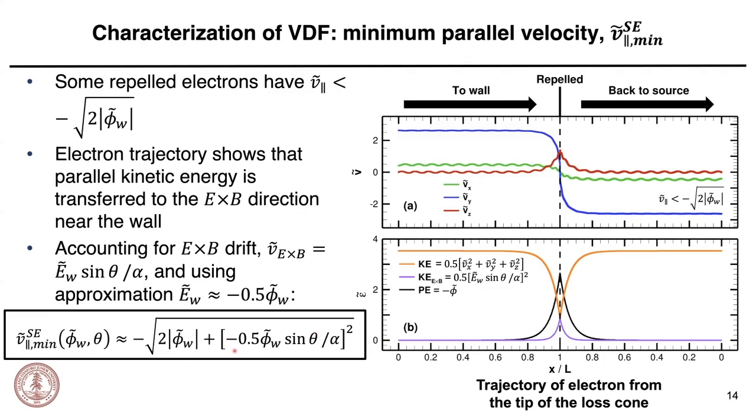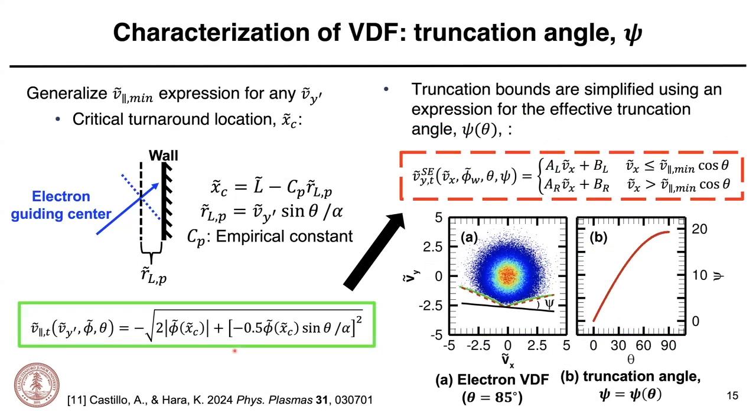So now we have that value. The next thing will be the truncation angle. And essentially we'll do that by just generalizing our expression for that minimum parallel velocity, but for any perpendicular velocity, so that way we can map it out for that whole loss cone. But as we go through different parallel velocities, we're going to use the sheath potential energy and E cross B drift velocity at a certain critical turnaround point, where here we want to account for the fact that, yes, as the electron is traveling towards the wall and it's gyrating, it likely can't get any closer to the wall than once its projected Larmor radius is touching that wall.